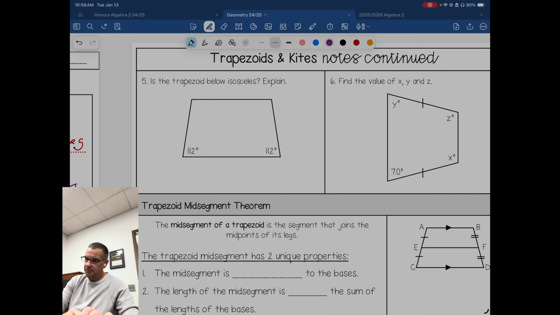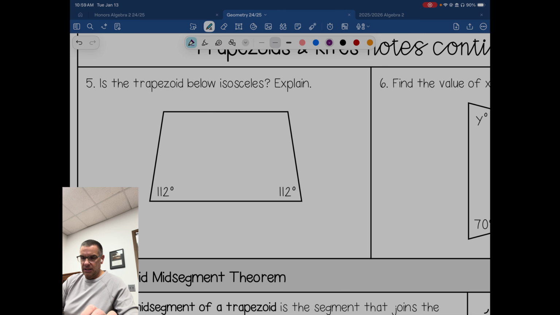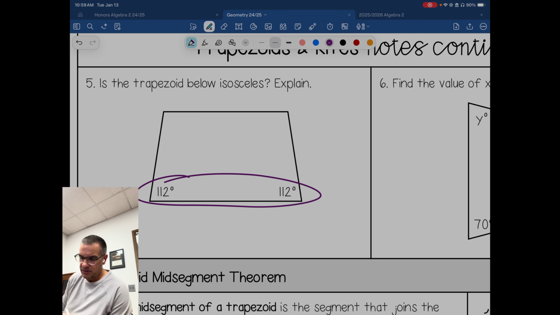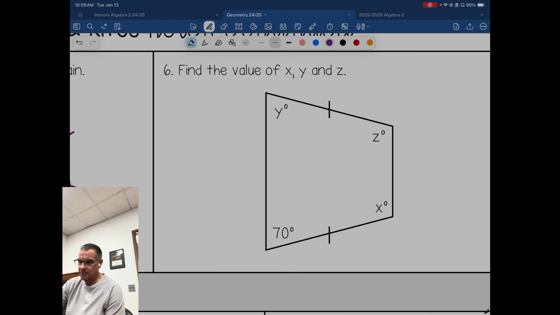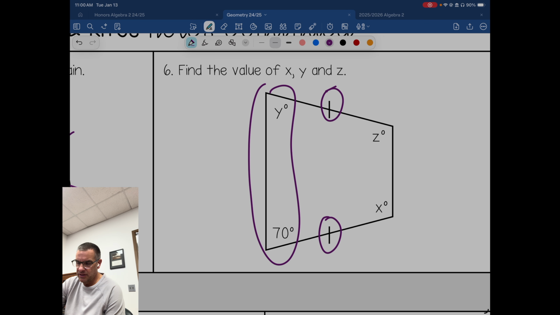Let's look at another one. Is this trapezoid below isosceles? Well, we've got those two base angles are congruent. And if the base angles are congruent, those two sides have to be congruent. Therefore, the legs are congruent, so it's an isosceles trapezoid. And the last one. Again, we've got this isosceles trapezoid. We know that because we've got this and this. These are my two base angles, so they have to be congruent.